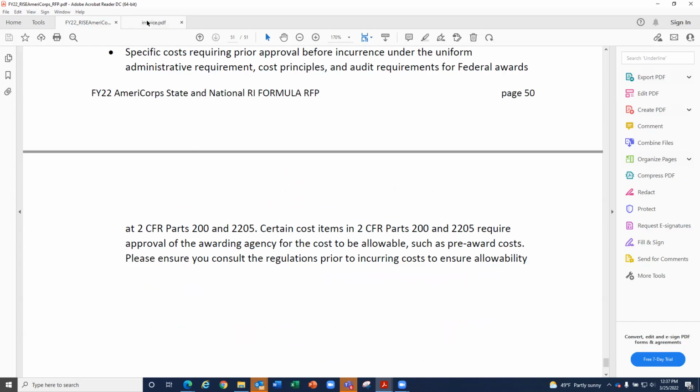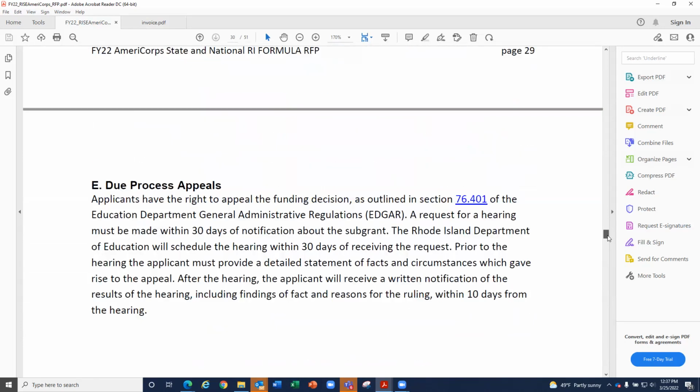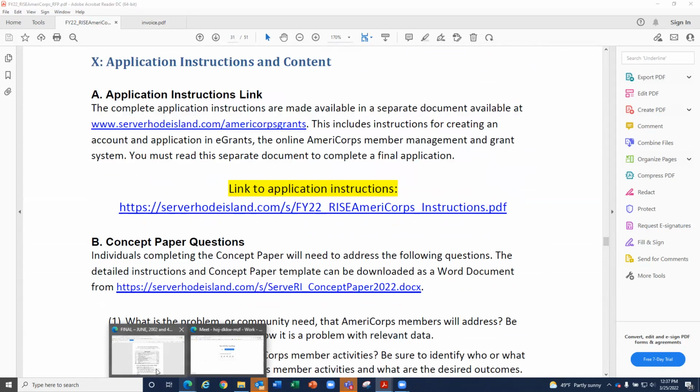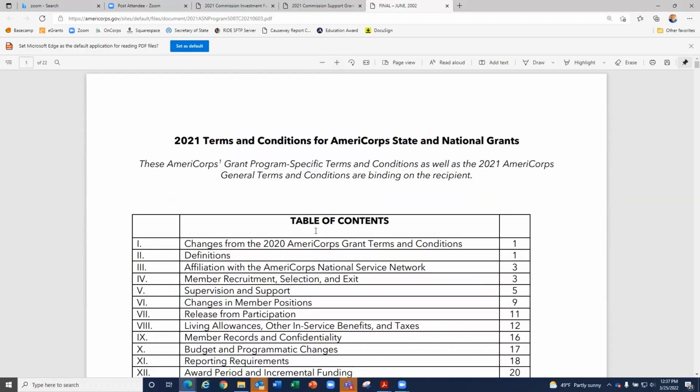But I want to switch over. You remember that I started by saying at the very front of the terms and conditions is the information about the Americorps documents, terms and conditions. So there is a link to additional information about the Americorps program itself.